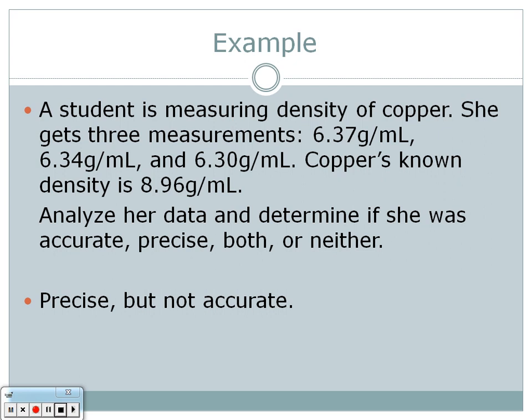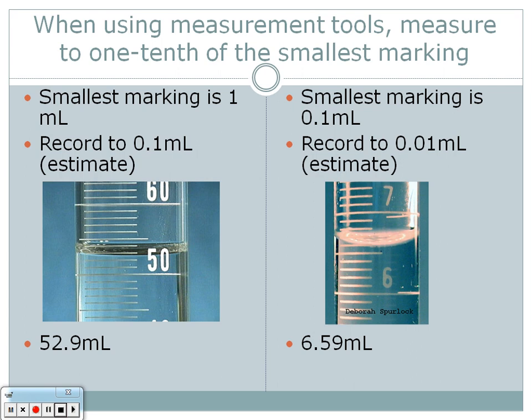You should have gotten that she was precise but not accurate. So all of these measurements were very close together, within hundredths of a gram per milliliter. But they weren't close. If you average them out, they weren't at all close to copper's actual density of 8.96 grams per milliliter. So we can say her measurements are precise, however they are not accurate. And accurate is a matter of degree, certainly. How close do you need to be considered accurate? Sort of depends on percent error. So we'll talk about that in a minute.